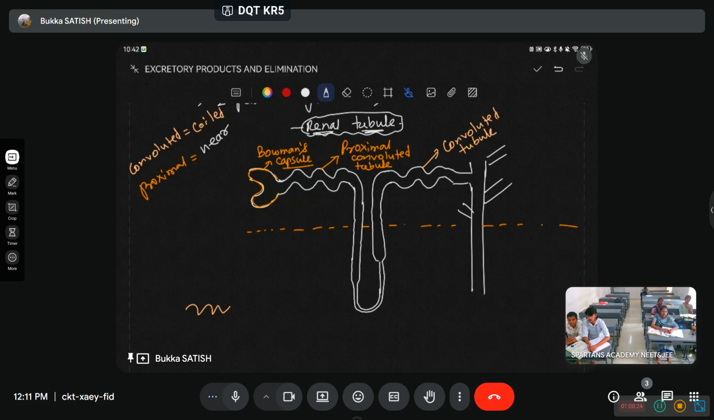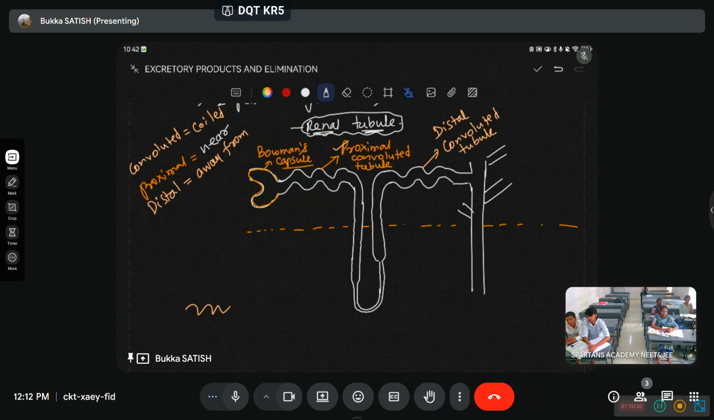Because it is present close to the Bowman's capsule, we call it proximal. This one is present away from it, right? That's why we call this one distal. So distal means away from. With respect to Bowman's capsule, the first convoluted tubule is towards it, the other one is present away from it.